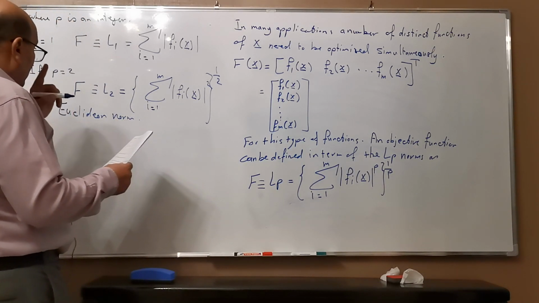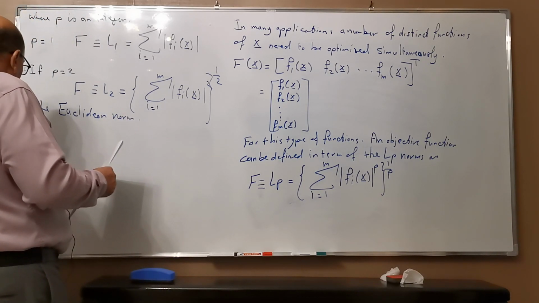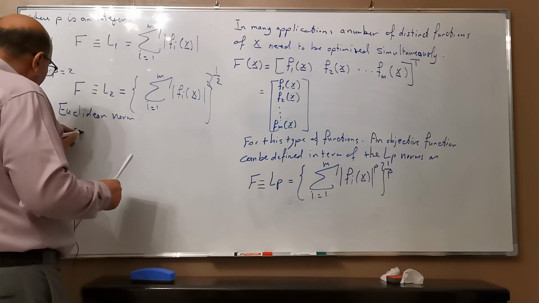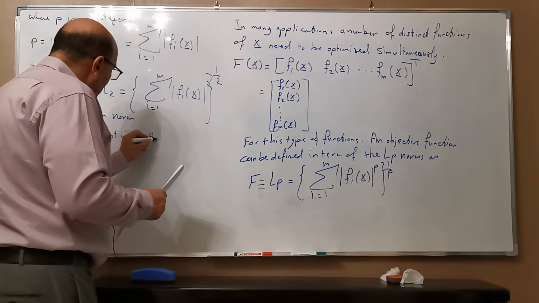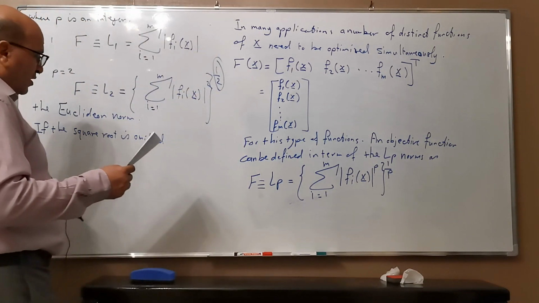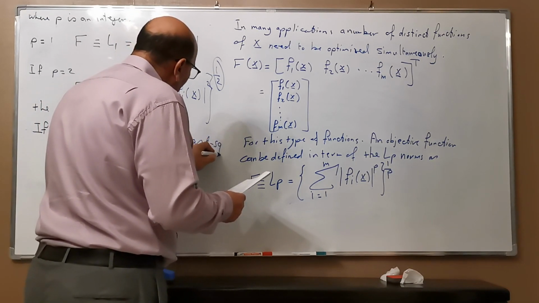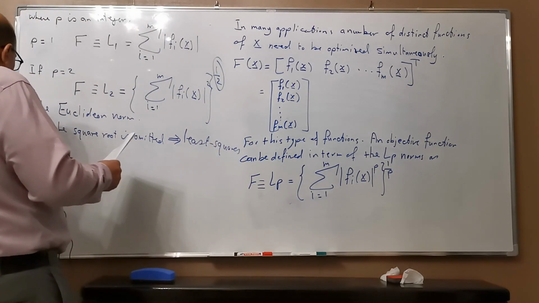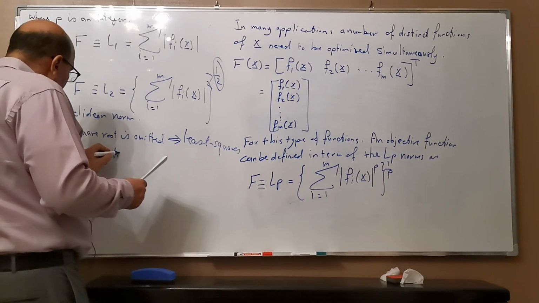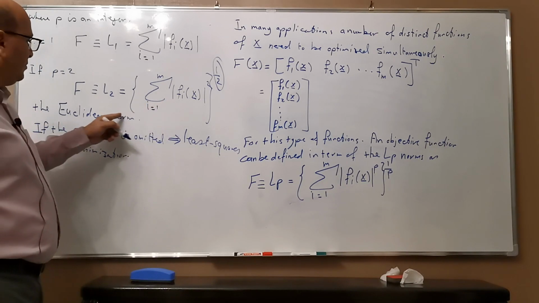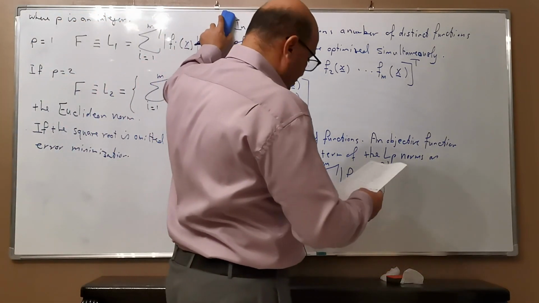And this one will be minimized if the square root is omitted. If this square root is omitted, then what we have here is the minimization of the least squares errors. So it's the minimum least squares errors if you take this one out from the L2 norm.